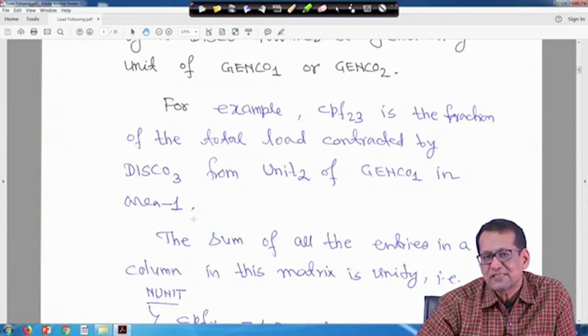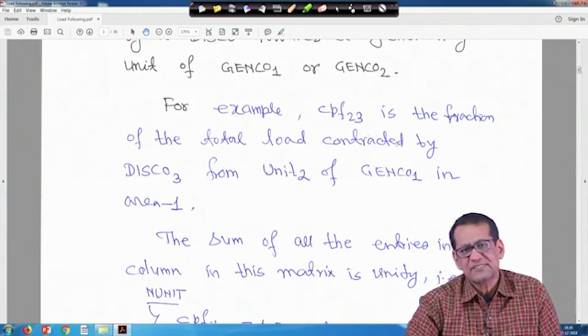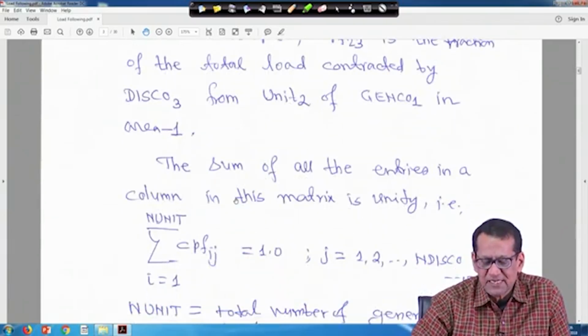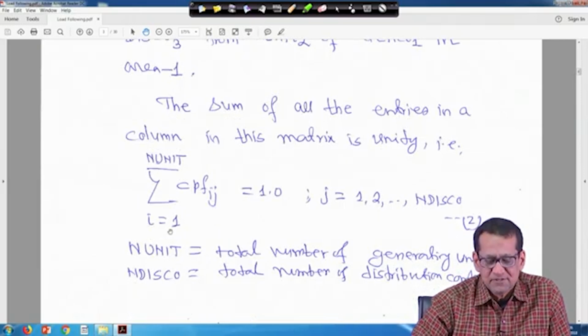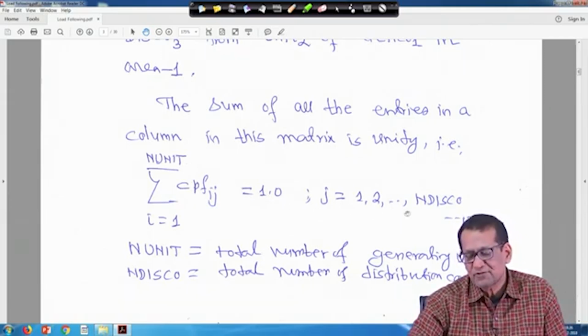There it was GENCO 1, GENCO 2, GENCO 3. This is from unit 2 of GENCO 1 in area 1, that is CPF 23. This is just the difference. So, the sum of all the entries in a column that we have seen is 1, because i equal to 1 to n, where n is the number of your generating units. So, CPF ij is equal to 1.0, and j is equal to 1 to number of discos.